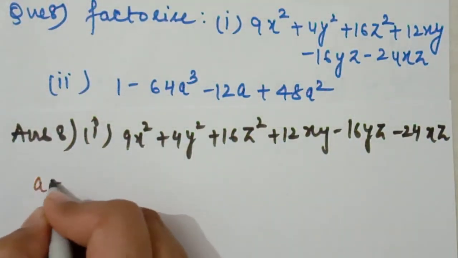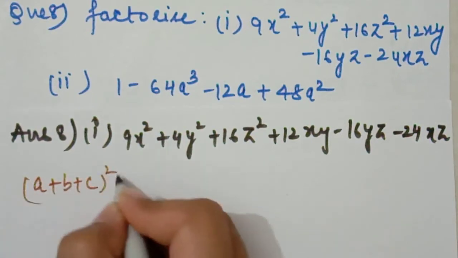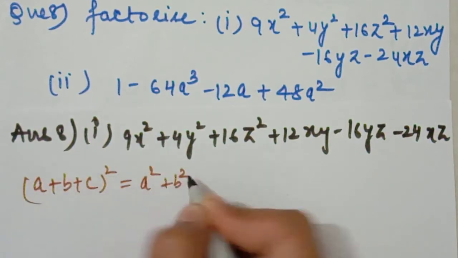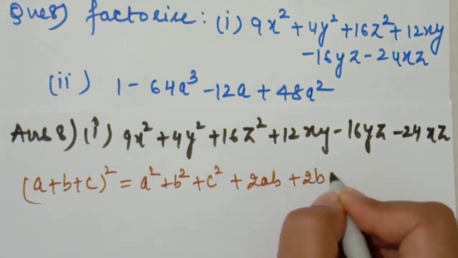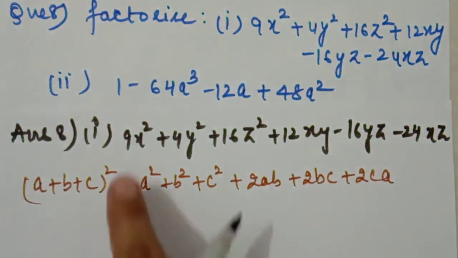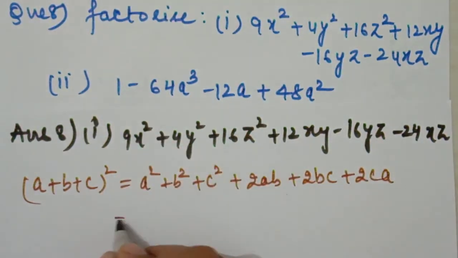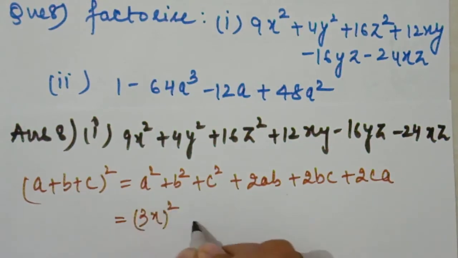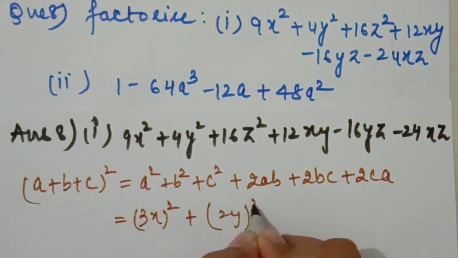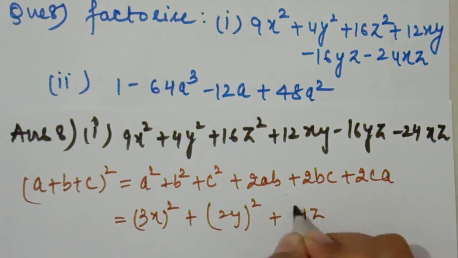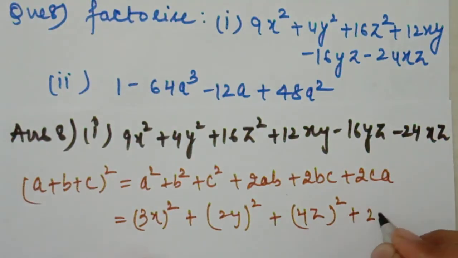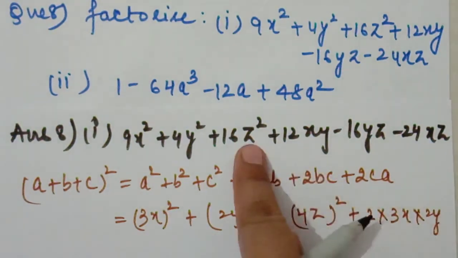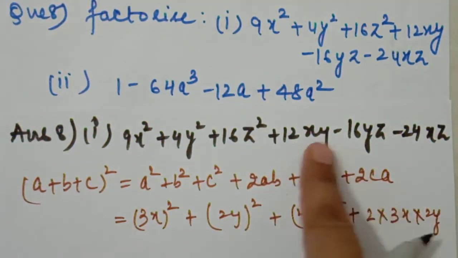So the identity is a plus b plus c whole square, which is a square plus b square plus c square plus 2ab plus 2bc plus 2ca. We have to convert this question in this identity. So we have 3x whole square plus 2y whole square plus 4z whole square. Now we have 2ab. If I am correct, then 2 into a is 3x and b is 2y. Now multiply and check it is equal to this or not. Yes, it is equal to this.